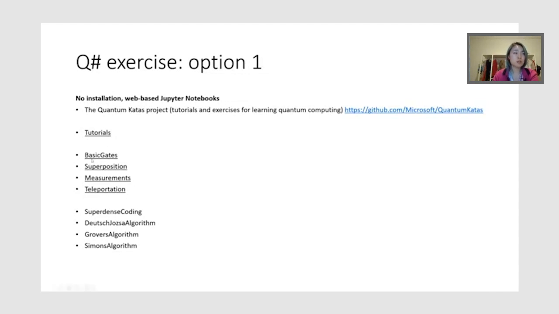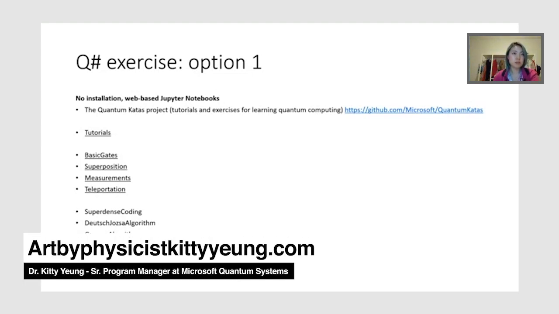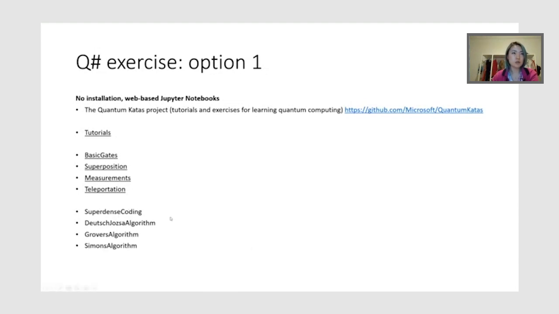Just follow the tutorials. You should be able to do a lot of the basic gates, superposition and measurements, and teleportation katas. And we have some other algorithms that we haven't talked about in these sessions yet. You can also just take a look at them. It's got a very nice self-paced explanation. Try to do some of these before the next few classes, but we would get into some of these later.